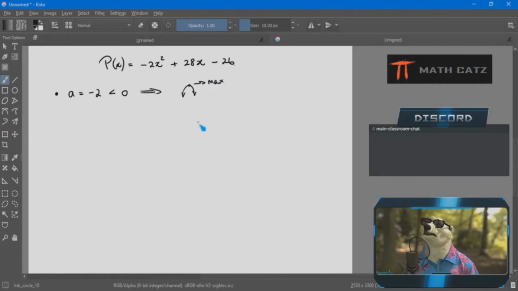Okay. Now I know that that maximum is going to sit right in line with the axis of symmetry.